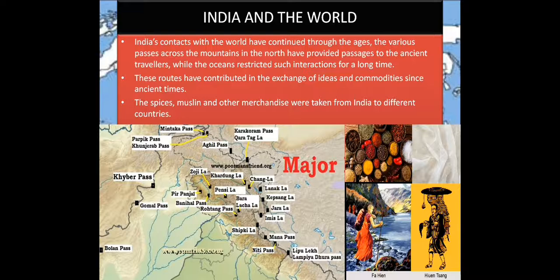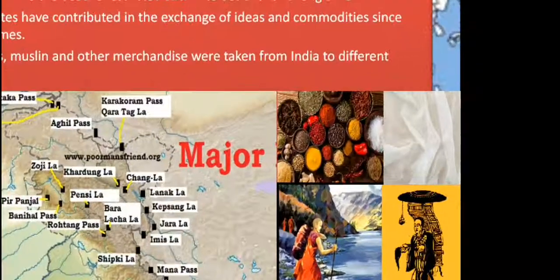And in the southern part, when industrialization had not taken place and big ships and boats were not invented, at that time India was secured or protected from other nations. So we had both the advantages. We flourished in terms of trade, commerce, culture, knowledge with the help of the passes present in the northern part of the country, whereas the southern part, which is covered by the oceans from all sides, protected us from the foreigners. And these routes have provided a lot of benefits to us. Different spices, muslin and other merchandise were traded with our countries.